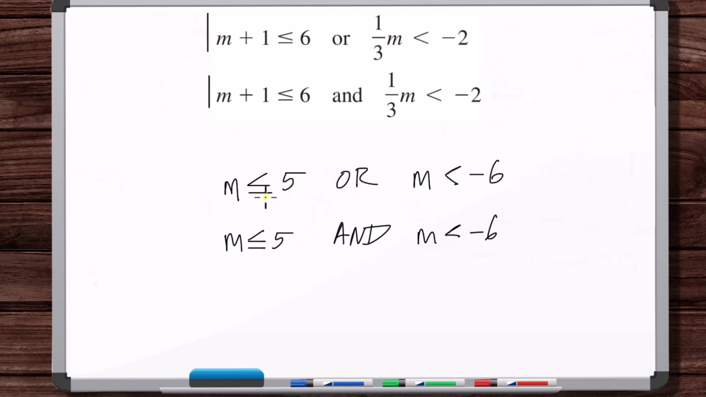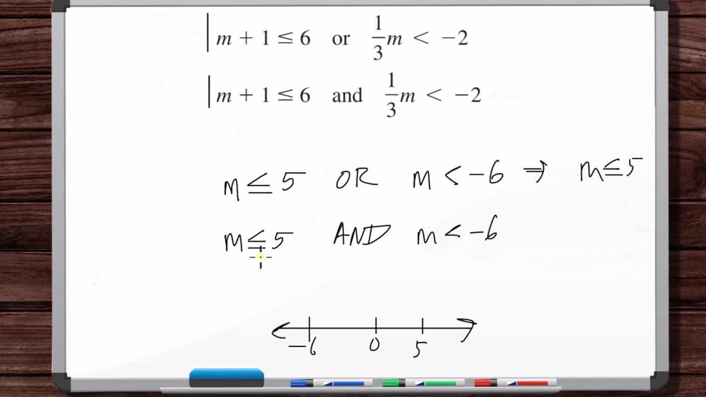So m being less than or equal to 5 or less than minus 6. This is redundant. So all we need to do here is say that m is less than or equal to 5. That's how we can condense this down. You see how this is redundant?